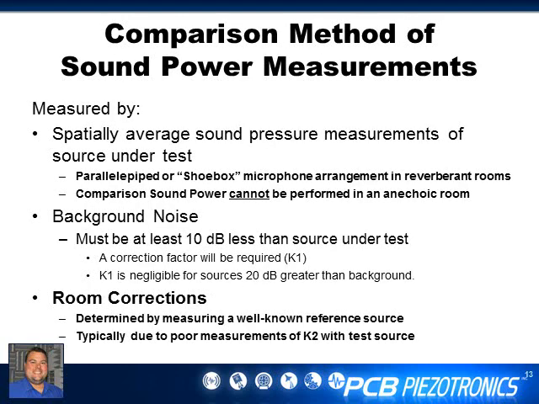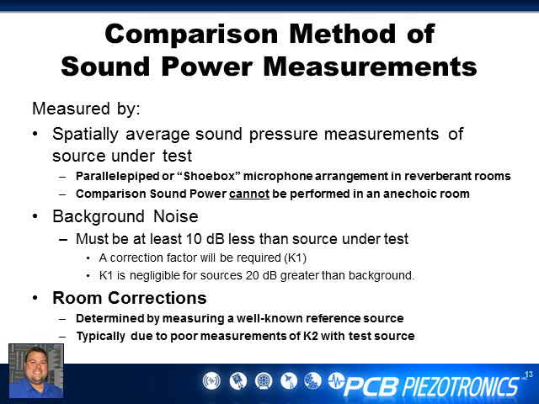Since sometimes you can't use your source under test for some reason as a way of determining your room corrections, an additional measurement may be required using a calibrated source. And this then determines the room corrections, and it's called a comparison method of sound power instead of a direct method. It decreases your accuracy just a little bit. However, it allows you to measure sound power of sources that you wouldn't typically be able to in a reverberant room.